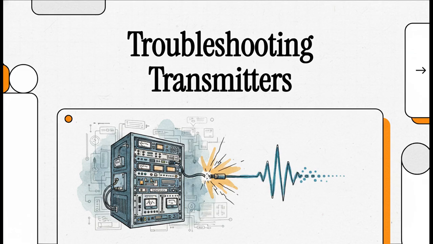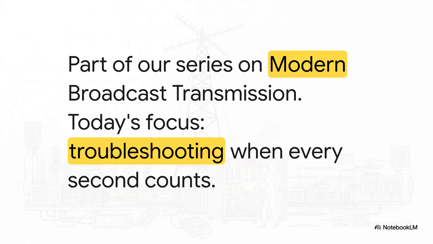For any broadcast engineer, there are very few things that get your heart racing quite like a transmitter failure. So in this explainer, we're going to walk through exactly what to do when your signal just goes silent. Now, before we really dive in, just a quick note. This is part 28 of the Modern Broadcast Transmission series. Today, our entire focus is on troubleshooting, because let's face it, when you're off the air, every single second counts.